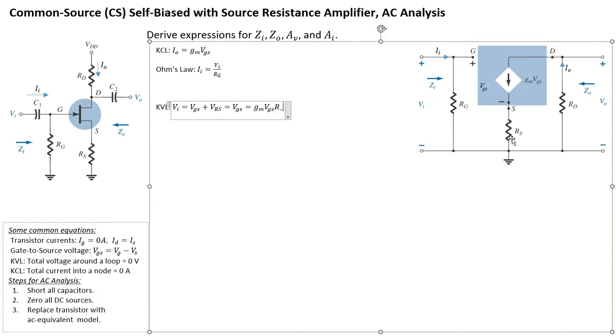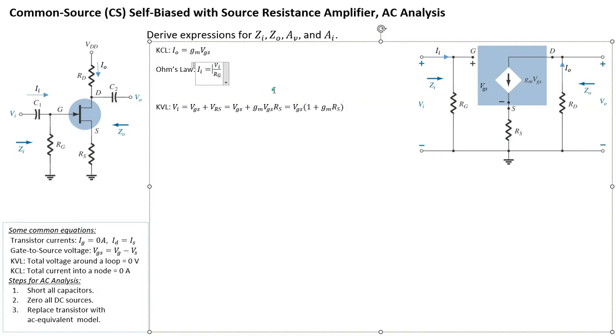And R is just RS. Oops, capital S here for source. All right. Oops, sorry, this is a plus. All right, so we can factor out VGS. So VGS multiplied by 1 plus GMRS, right? Okay, so that is VI. So let's plug this straight into the equation that we have earlier.